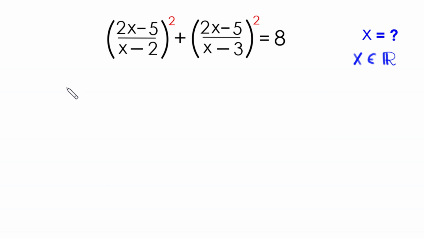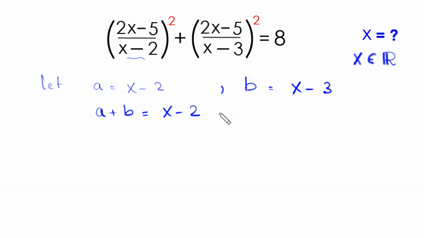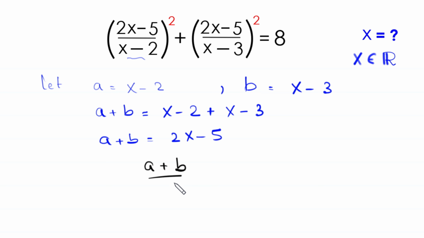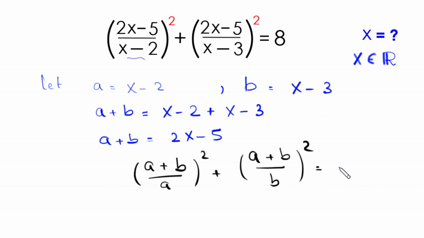So let's start. First we suppose that a is equal to x minus 2, and we suppose that b is equal to x minus 3. So a plus b will be equal to x minus 2 plus x minus 3, so a plus b equal to 2x minus 5. So this equation will become (a plus b over a) whole squared plus (a plus b over b) whole squared equal to 8.